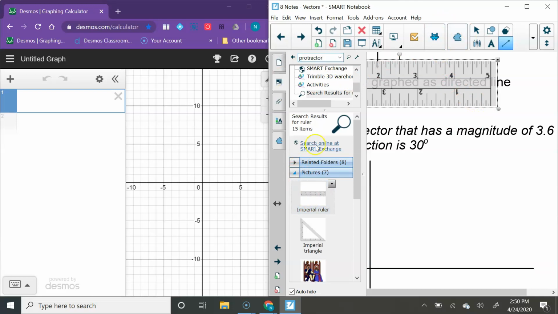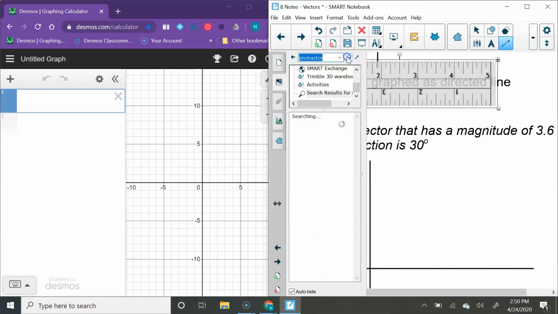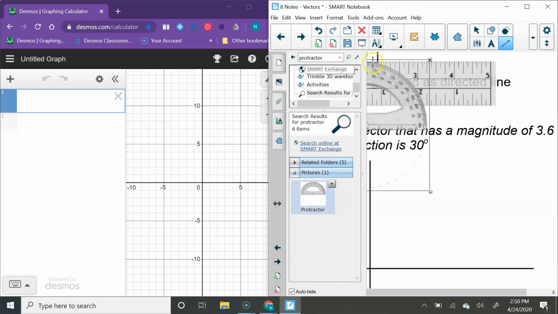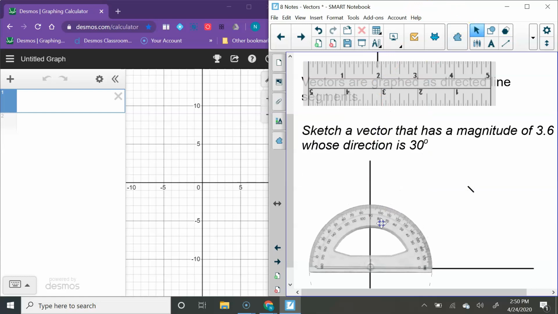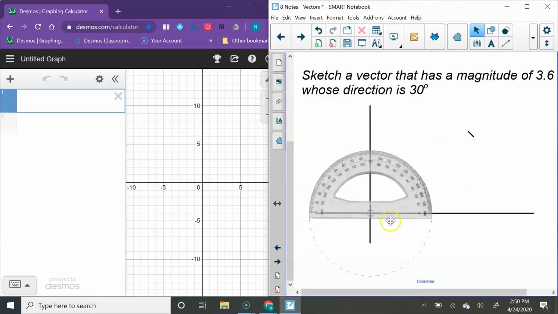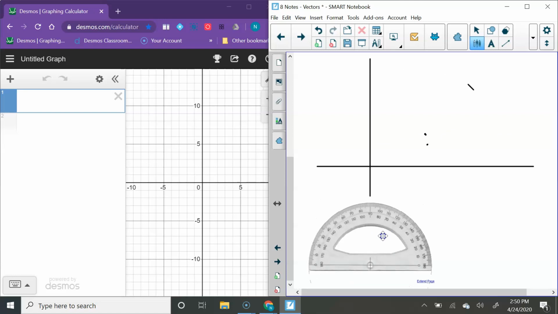If we were actually in school, we would do a little more of this, of drawing this stuff to scale. But given that we're not going to go into great detail with this. If I wanted to draw a vector that has a magnitude of 3.6 and a direction of 30 degrees, I'd start off with my degrees, so I can see right here that I would have 30 degrees. I'm just going to put a little mark right there at 30 degrees. And then I'm going to move that protractor out of the way.